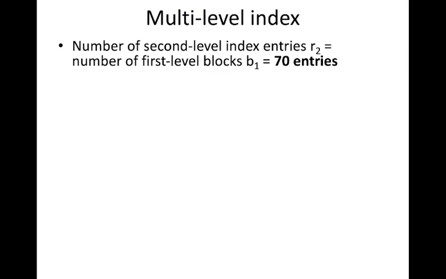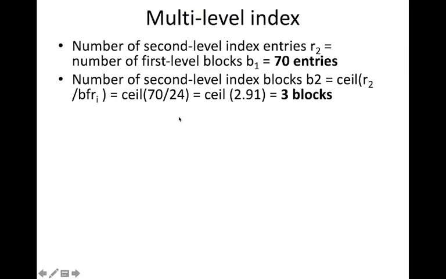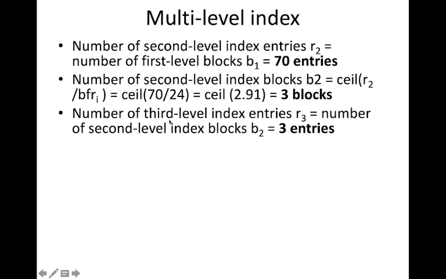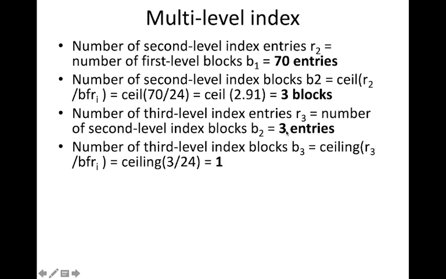Since it's multi-level, we can have any number of levels. For second level indexing, we require 3 blocks. Now how many are required for third level indexing? R3 is equal to the number of secondary entries, that is, we need to have 3 entries. Now we calculate the same formula, ceiling of R3 by BFR. Here R3 is 3, divided by the same previous size 24. So ceiling of 3 by 24 is equal to 1.